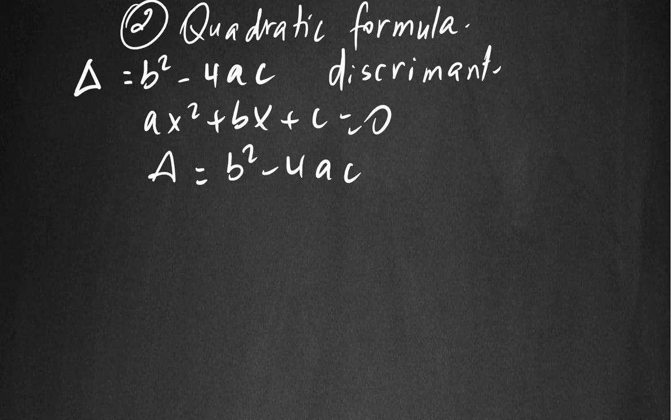Then you have to take the square root of delta, but we know that if delta is less than 0, you cannot take the square root. That means no solution in R.